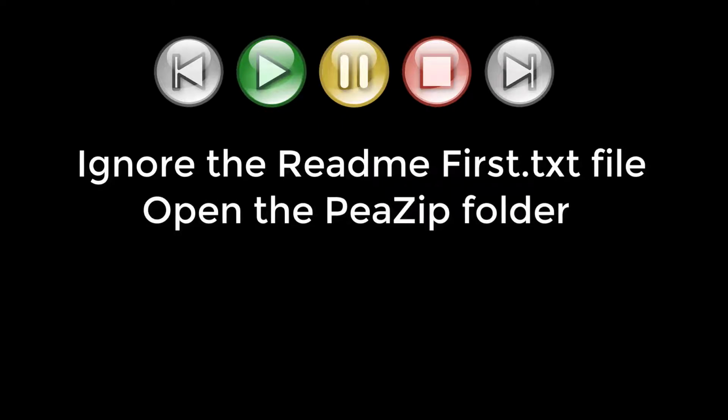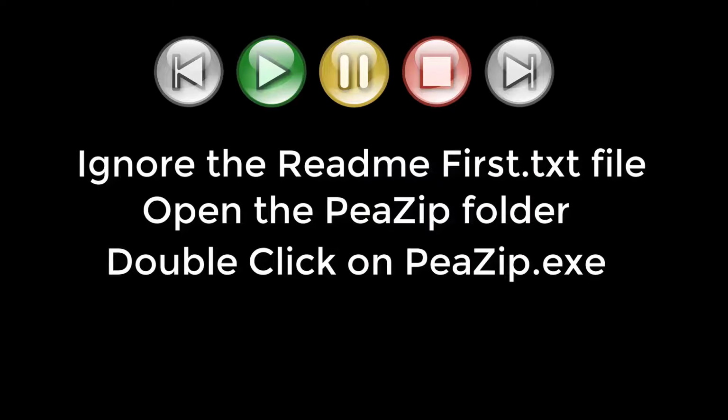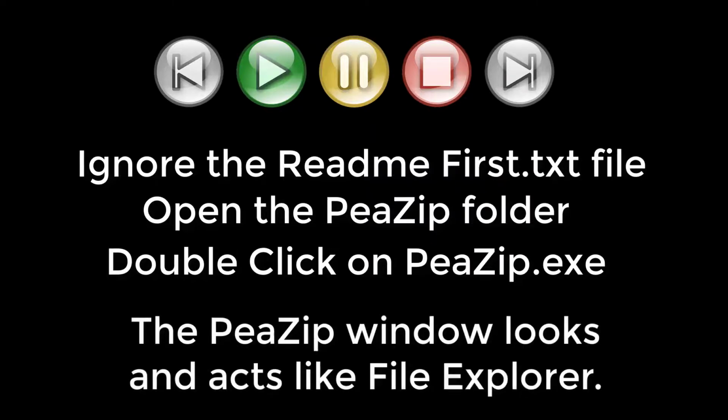Again, the README first is outdated, so don't worry about it. Double click on the PZip folder in order to open it. Double click on PZip exe in order to open it. The PZip window looks and acts much like File Explorer. Now pause the video and do these steps.